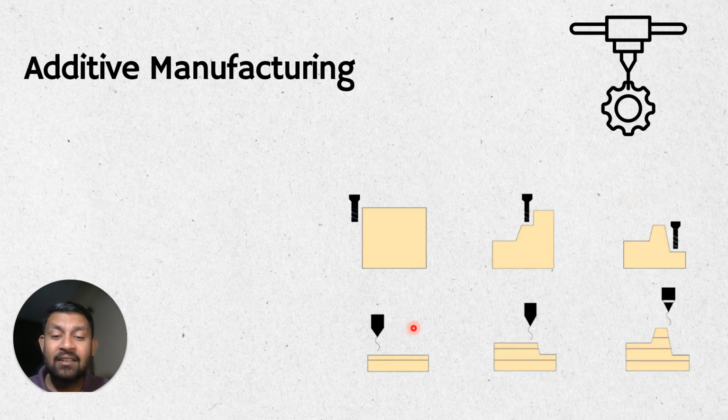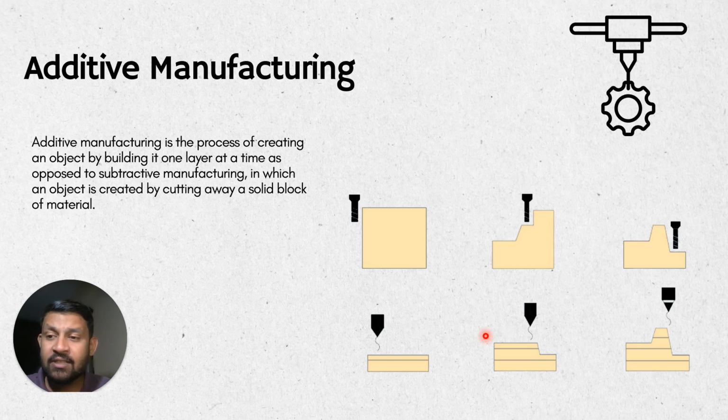Now, when we talk about additive manufacturing, the same shape or the same object will be achieved, but not by removing material, instead adding material layer by layer. So additive manufacturing is the process of creating an object by building it one layer at a time. Whereas in subtractive, material is removed from a large block or a big block of material. After removing the material using a cutting tool or a machining tool, the object will be remaining in its final shape.